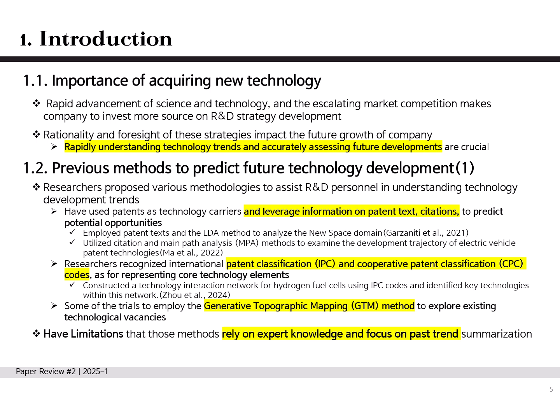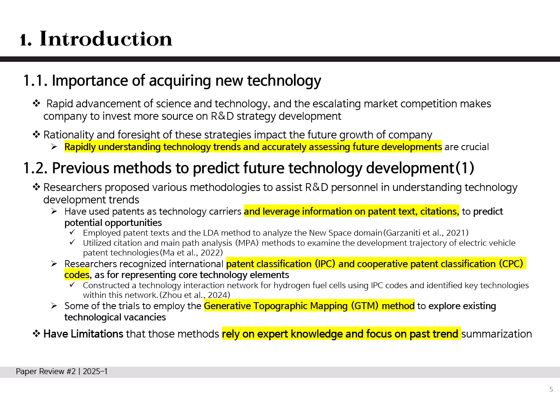For the previous methods to predict future technology development, they have used patents as technological carriers and leveraged information in the patent text and citations to predict potential opportunities. Also, they have used the patent classification codes, the IPC and the cooperative patent classification CPC codes, to represent the core technological elements. Some trials employed the generative topographic mapping, called the GTM method, to explore existing technological vacancies.